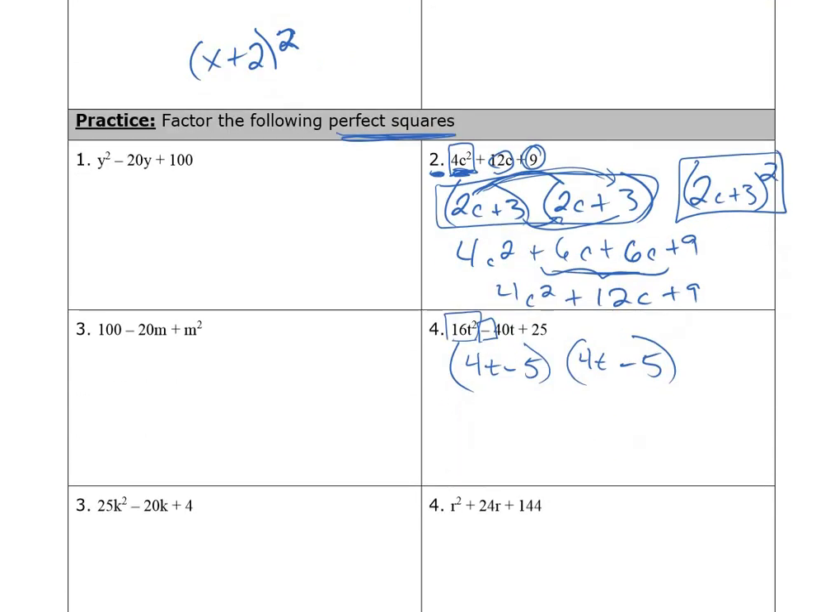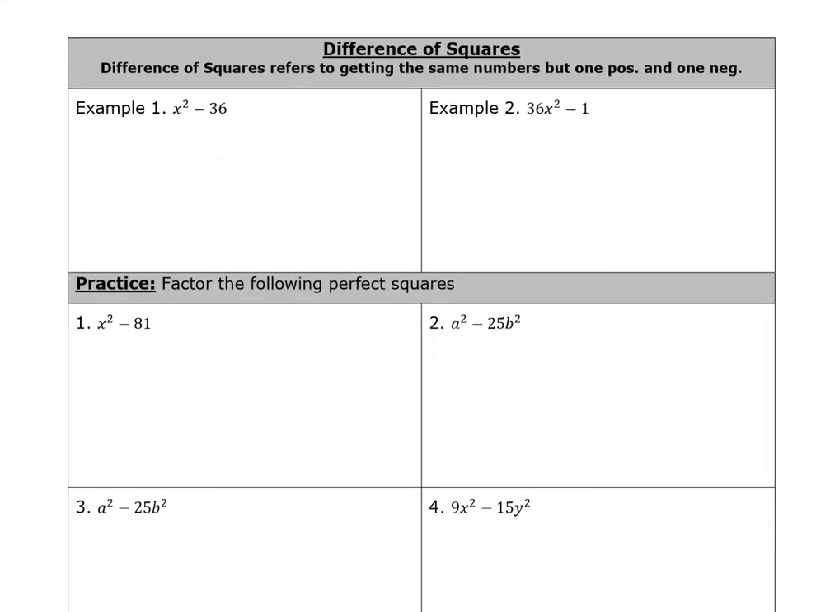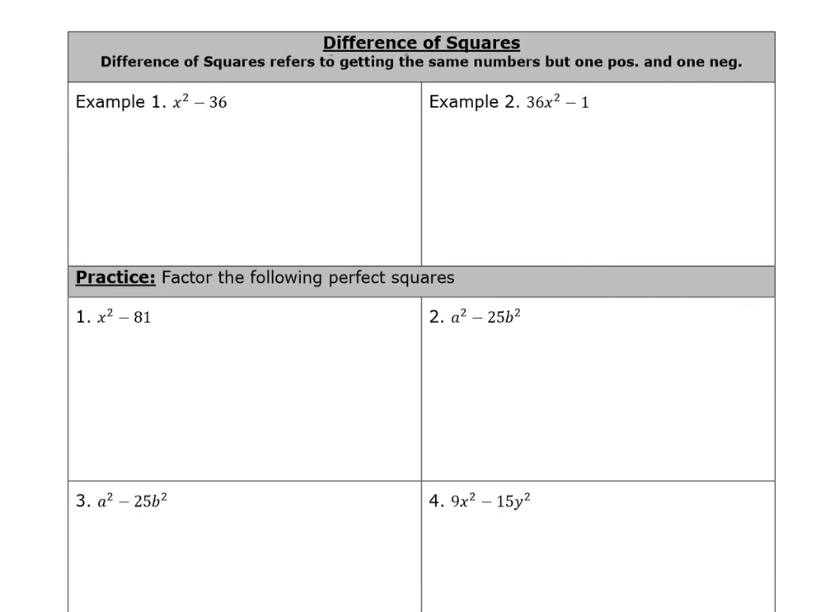That's what you're going to do. Do example 2 and the remainder of the work. Flip over to the back of your page. Now we're doing difference of squares. That's where you get the same numbers, but one's positive and one is negative. For example, x plus 5 times x minus 5. So you're looking for the same number, different sign.